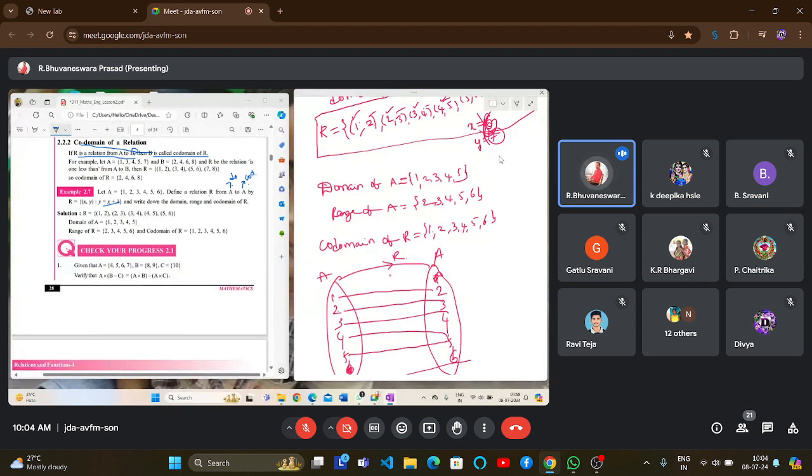So 1 to 2 is a relation. The relation is y equals x plus 1. If you want to explain that relation between 1 and 2, put x equals 1, then you get y equals 2. So the x value is 1 and the y value is 2. So this is one ordered pair. The relation between 1 comma 2 is y equals x plus 1.